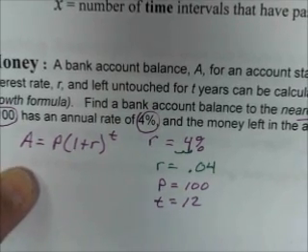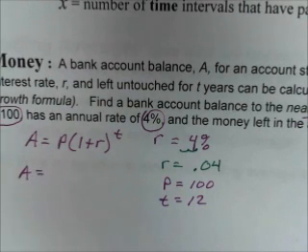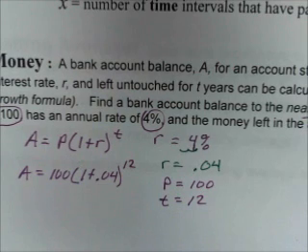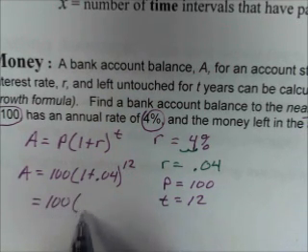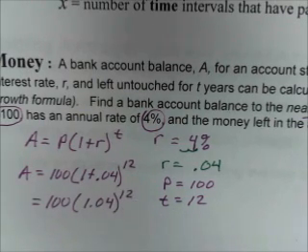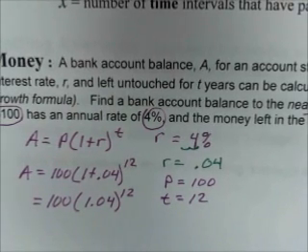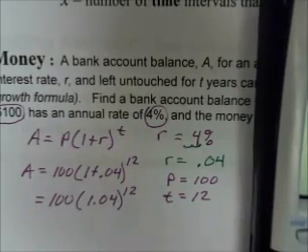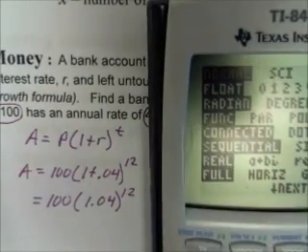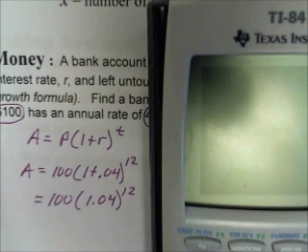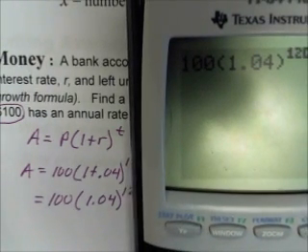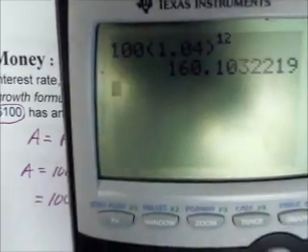So we plug into the formula, substitute our values into the formula. So A equals 100 times, parentheses, 1 plus 0.04, and our time is 12. So that's 100 times 1 plus 0.04 is 1.04 raised to the 12. Now go to your calculator. And let's key in these values into the calculator. So 100 parentheses 1.04 close parentheses raised to the 12. 160.132219.